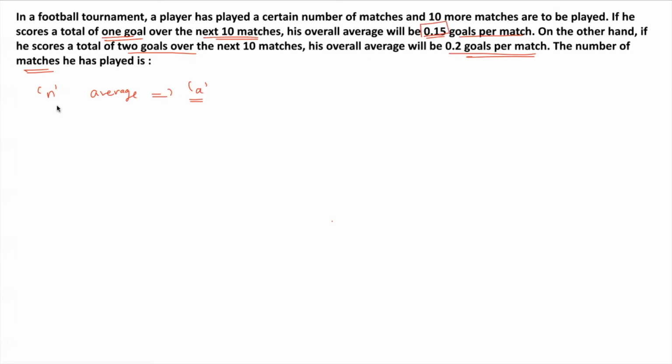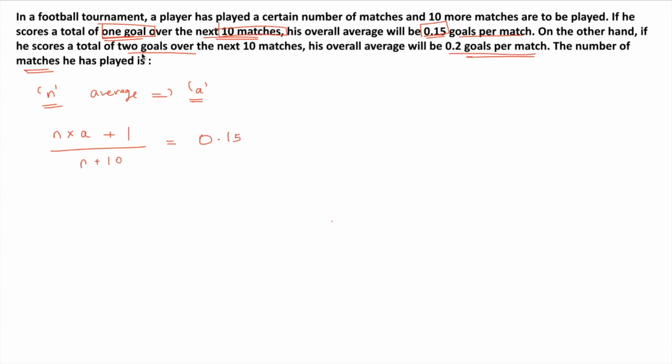So if the number of matches played initially were n and the average is a, the total goals scored till now are n multiplied by a. To this, if he scores one goal more, now the total goals are n into a plus 1. Divide them by the total number of matches now. Initially, n matches were played, and now 10 more matches have been played. The total matches played are n plus 10. This is equal to the average 0.15. That is the first condition.